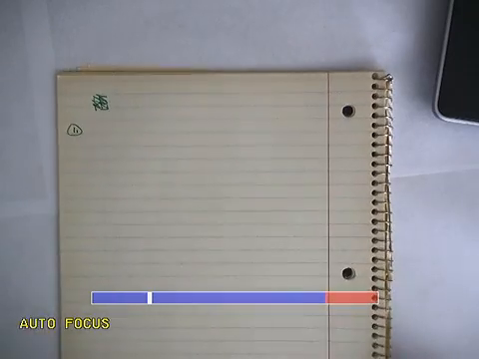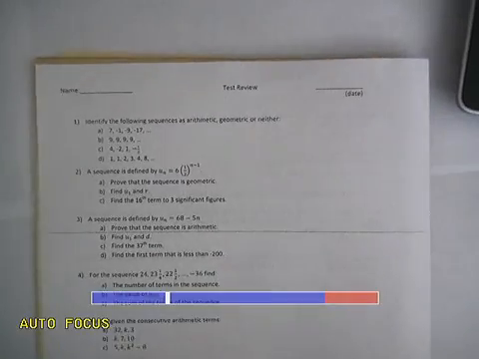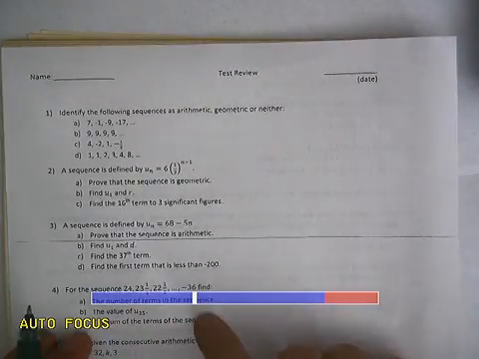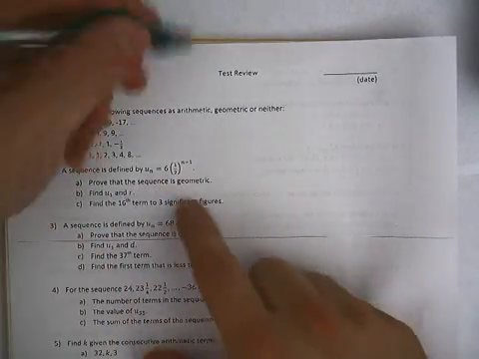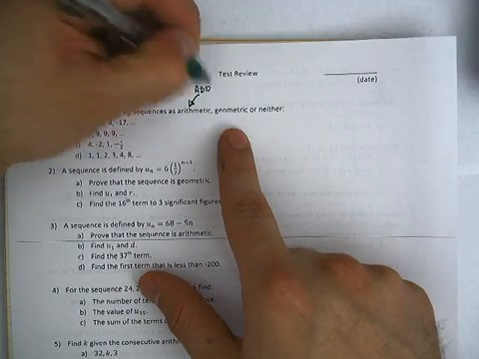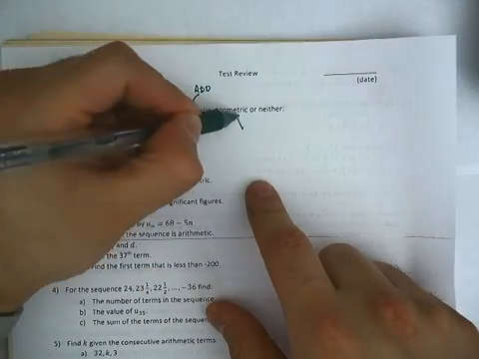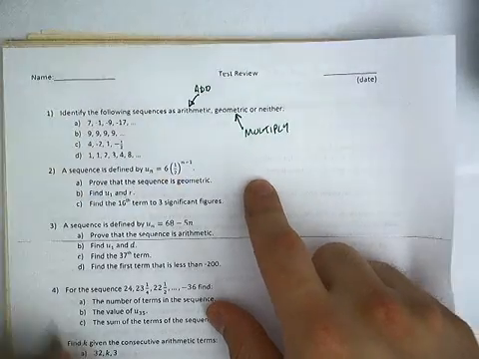All right. So let's start off with number 1 on the review here. It asks us to identify whether the following sequences are arithmetic, geometric, or neither. Just to remind you, if a sequence is arithmetic, that means that I add to get the next number. If it's geometric, that means I multiply to get the next number.